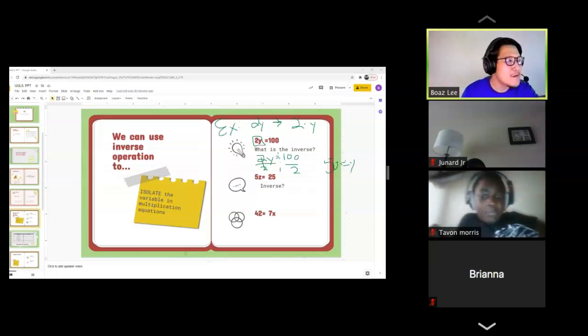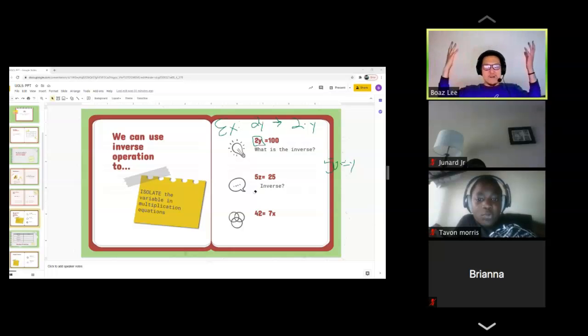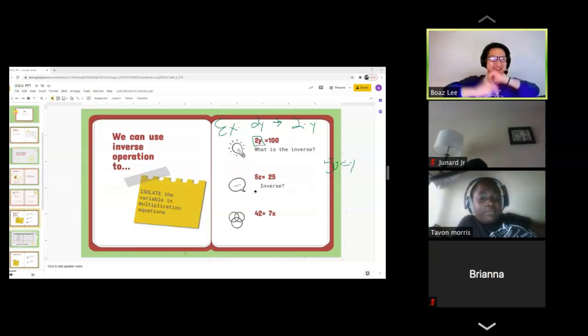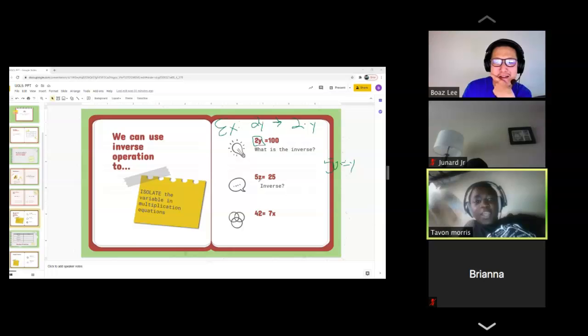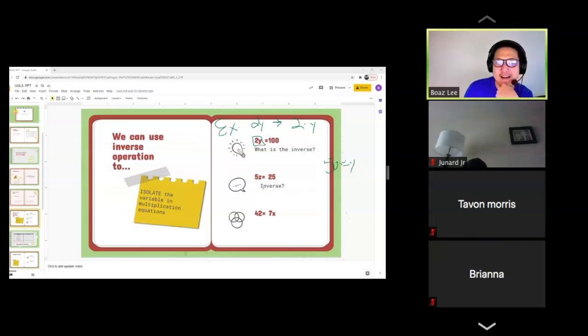All right, so let me erase this to give us a little bit more room. All right, so help me out here. We have 5z equals 25. So same thing we did for the first one. Help me out. What do you mean? Division. I'm going to let Janard do this one. Okay. All right. So Tavon helped you out here. So we are dividing because we know that the inverse of multiplication is division.